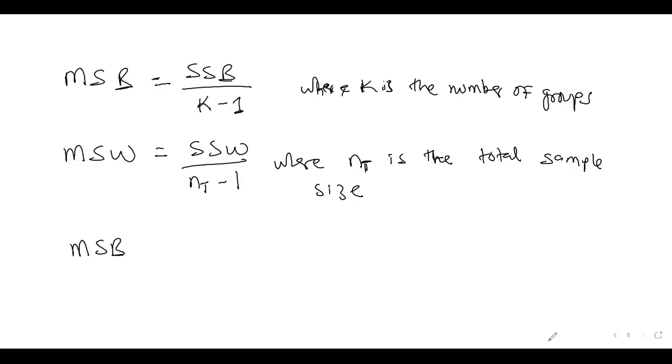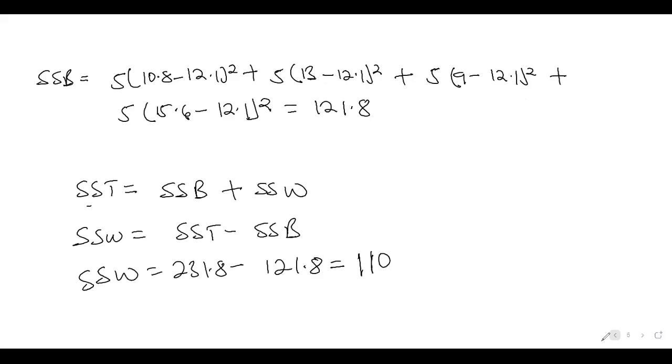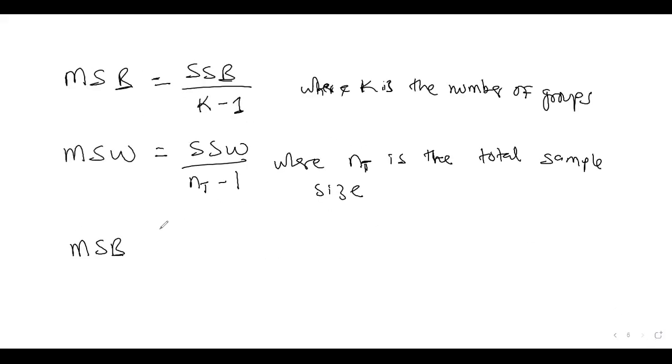Mean squared between is the sum of squared between. So remember, the sum of squared between is 121.8. So 121.8 divided by k minus 1. We are dealing with 4 groups, so 4 minus 1. So 121.8 divided by 3, we are going to get 40.6.